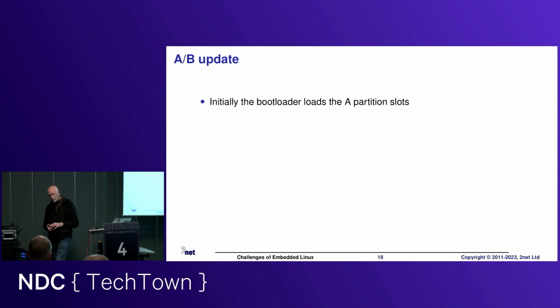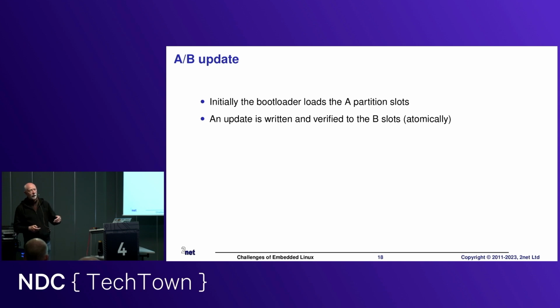So we generally use a mechanism called AB update. Essentially, we have two copies of the operating system. We have one copy in the A slots and another copy in the B slots. And both are complete operating systems. So initially, once you've first flashed your device in the factory, you're going to be booting from the A slots. Then you get an update coming in, you write the update to the B slots, which are not being used at the moment.